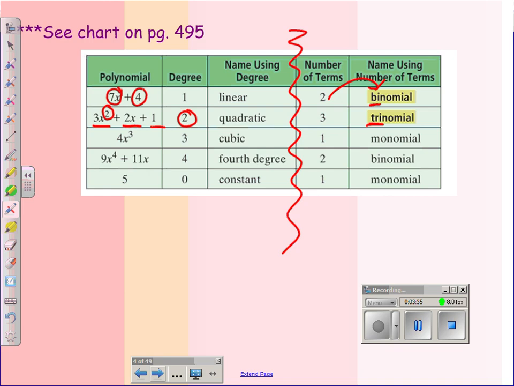Moving on, cubic. Well, that's going to be 3-dimensional or raised to the 3rd power. It is a monomial because 4x cubed is 1 term. This one is a 4th degree. So after you hit 3, then it just becomes 4th degree, 5th degree, 6th degree, that kind of thing. We notice that our exponent is a 4, and it's a binomial because there's 1 term, 2 terms. In this example, the polynomial is 5. It's a constant. A constant just means a number without a variable. If it is a constant, then the degree is always 0, and it's a monomial still because it's just 1 term.